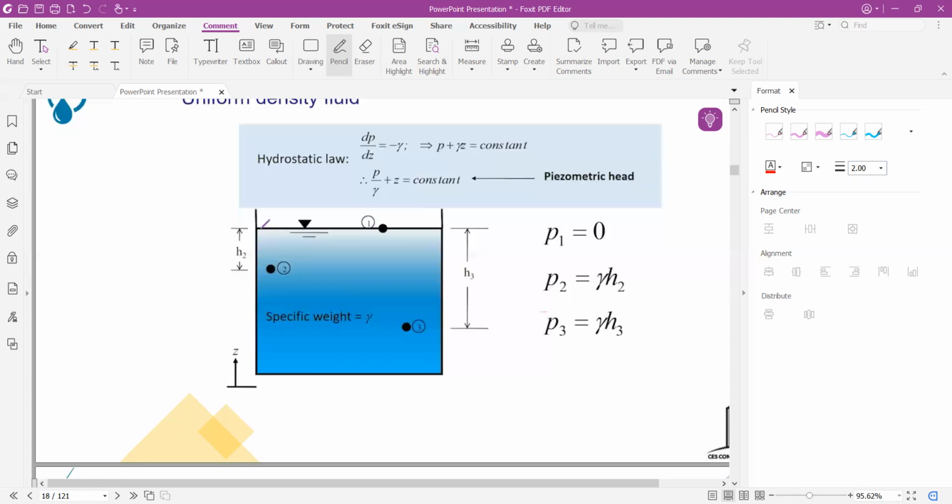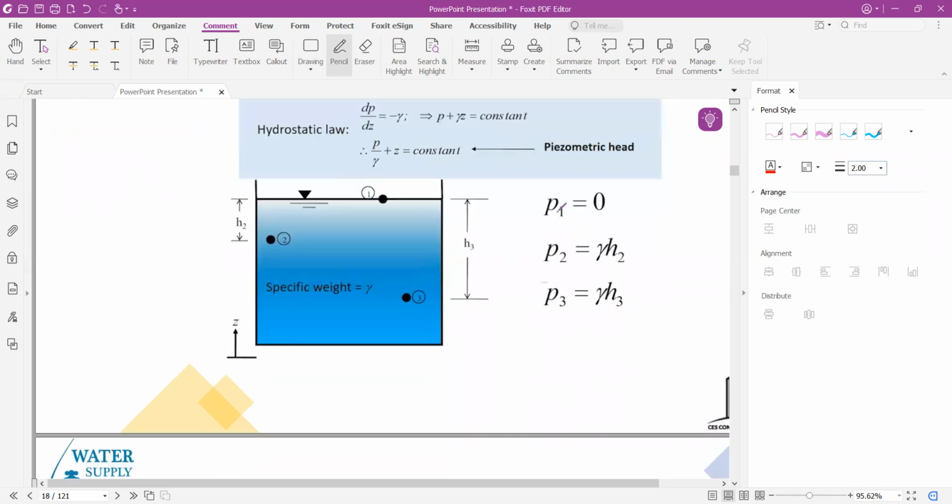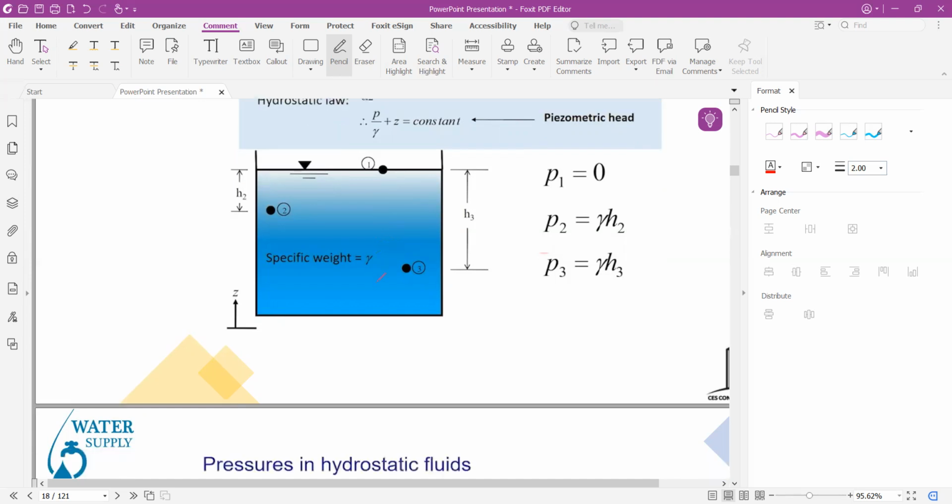Okay, so let's consider a reservoir having a fluid of unit weight gamma. At section 1 it is atmospheric pressure, so the pressure P1 will be equal to 0. At point 2, it will be equal to gamma H2, and at point 3, it will be equal to gamma H3. So the pressure at any point below the surface depends upon the height of that point from the surface. Increasing that height will cause increasing pressure.